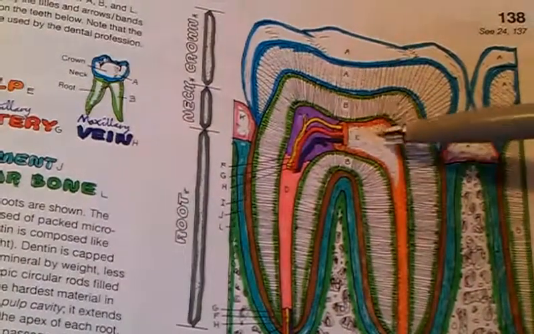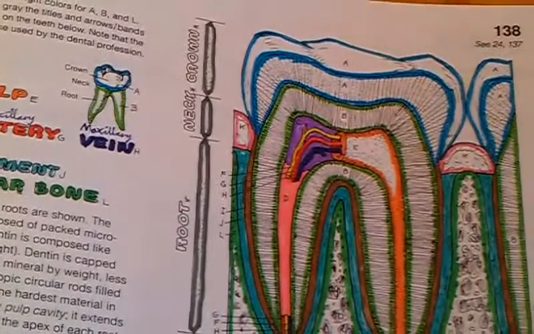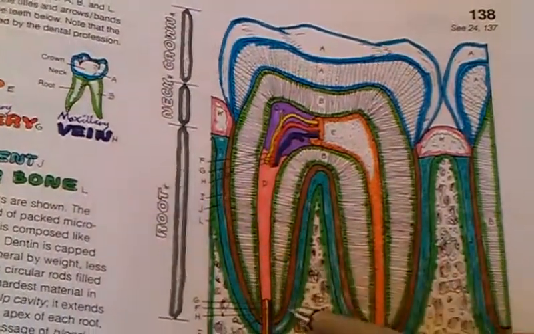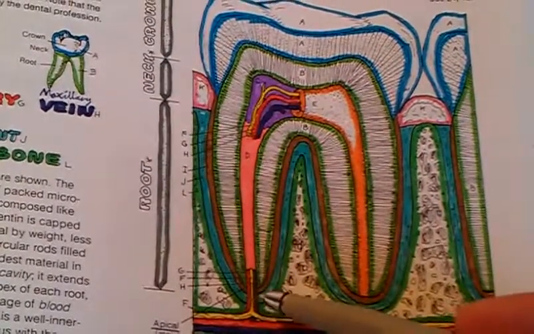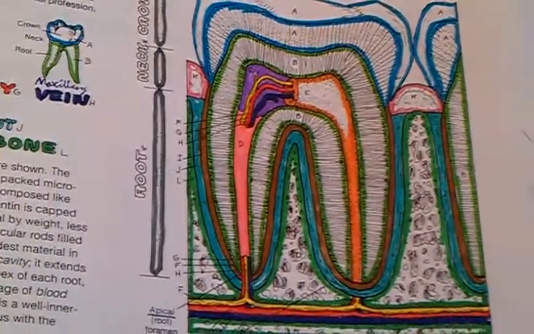A tooth contains a pulp cavity, which is inside here, which is divided into a pulp chamber and a root canal, or pulp canal. The pulp canal opens on the tip of the root as the apical foramen, where the nerves and vessels enter and exit the tooth.